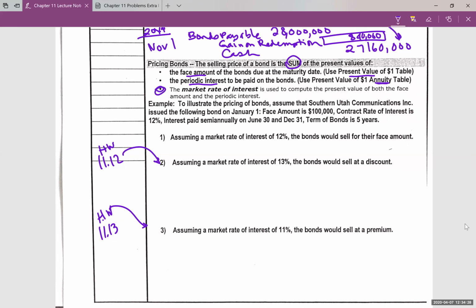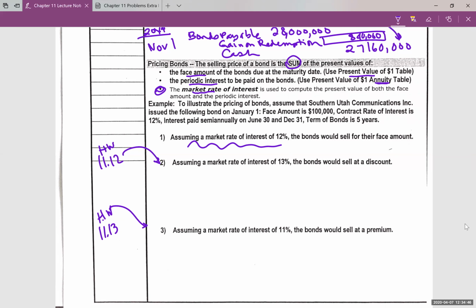Very important right here. When you go to the tables, you got to use the market rate of interest, okay? So to illustrate, I'm actually not going to do this one because it's a face amount and you don't even have a problem like this. I think I'll start with number 2.